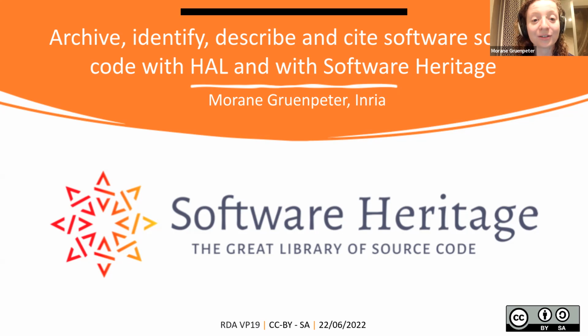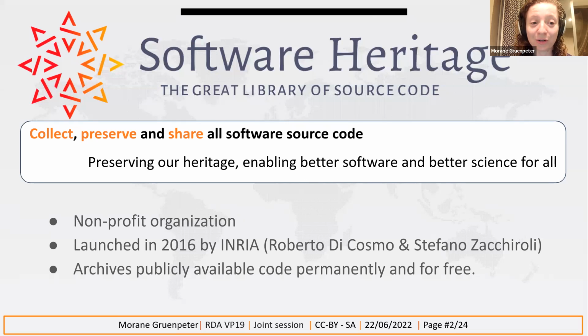So let's start. For those of you who do not know Software Heritage, it has a very big, ambitious plan and goal. It is to collect, preserve, and share all software source code to enable better software and better science for all. It's a non-profit organization launched in 2016 by INRIA, and it archives today all publicly available code permanently and for free. The plan is to be the universal source code archive, so not only publicly available code, but today it's what we are able to do. It's a recent project.